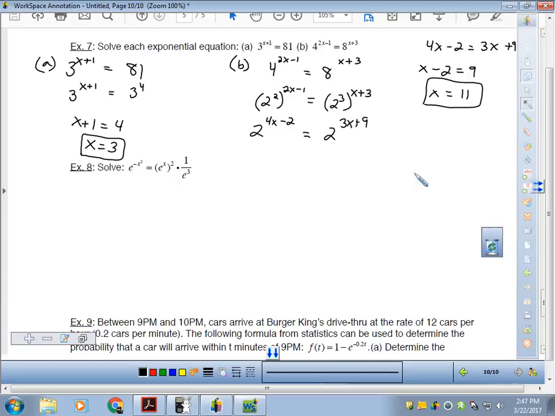Alright, number 8 asks us to solve the equation e raised to the negative x squared power equals e to the x raised to the 2nd power times 1 over e to the 3rd power. So the first question we asked is, is there a common base for e and e? And the answer is yes, the common base is e, which they already have.